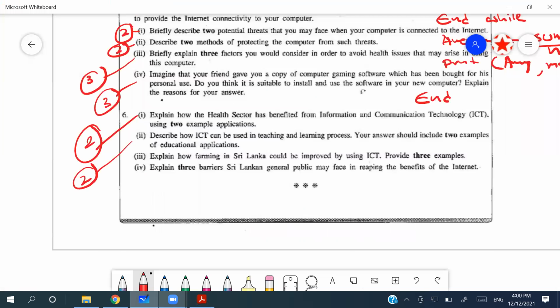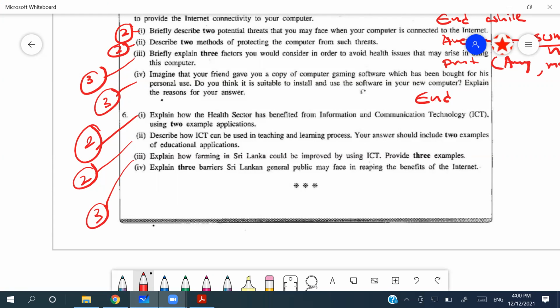And the very last one, it says explain 3 barriers the Sri Lankan general public may face in reaping the benefits of the internet. Yeah, that's kind of a general knowledge question. So here I'm going to give 3 marks. Explain 3 barriers the Sri Lankan general public may face in reaping the benefit.